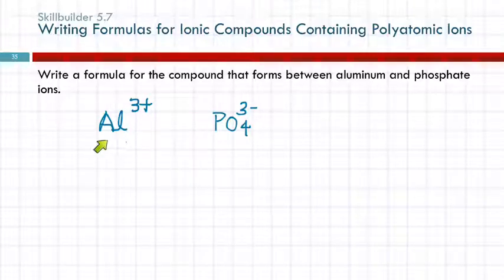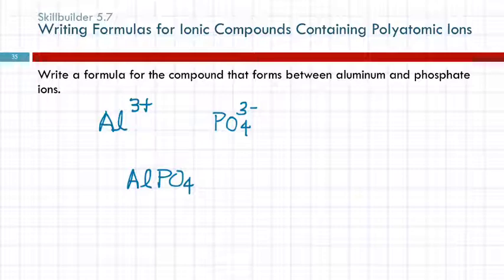So look at the charges on these two guys. Do we need to do any crisscrossing or multiplying or anything? No, because if we put this one with this one, the charges will add up to 0, and that's what we're trying to get. So the formula is just pushing these two guys together, AlPO4. I don't put parentheses on this one because they're not necessary. You only need the parentheses if you have more than one of these package ions, these polyatomic ions. If there's just one, it's not confusing.